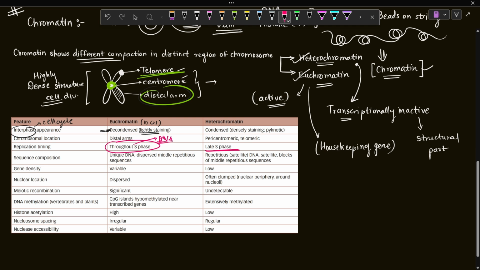Sequence composition. Euchromatin has unique DNA and middle repetitious sequences, while heterochromatin has repeats. It has repeat regions. This is a very important point, that it has repeat regions. This is transcriptionally inactive DNA. Gene density is variable in euchromatin and it's low in heterochromatin. Nuclear location is dispersed for euchromatin, while in heterochromatin it is often clumped due to the high degree of compaction.